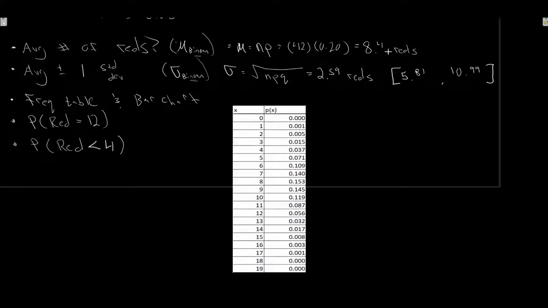What's our plus or minus 1 standard deviation? Well, we know our standard deviation is 2.59 reds. And that's saying that, yeah, our average is 8.4, but the typical plus or minus 1?